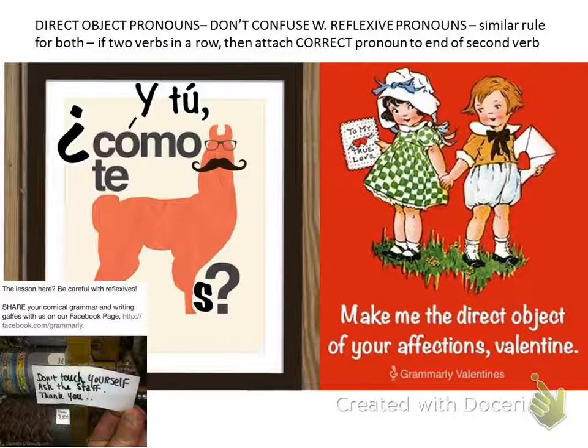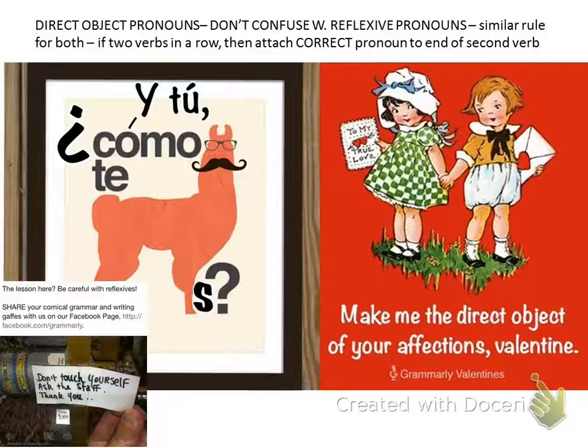So, think about who's doing the action, which would be a subject. Think about who's receiving the action, or the affection in this case, which would be the direct object, which is receiving the love, the affection. Okay?